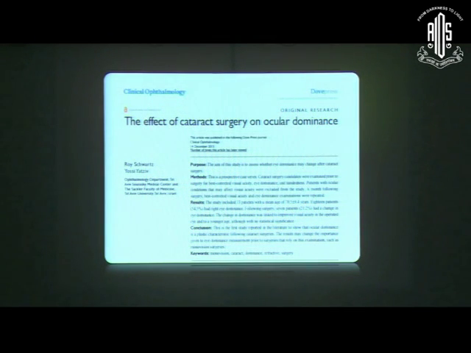So the other question that all of us have is if you have somebody who comes to you with a cataract, how do you assess dominance? Because one eye's vision might be less than the other eye's vision. Obviously, the eye that has clearer vision is going to be the dominant eye.